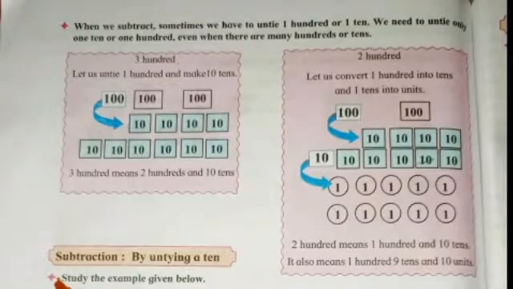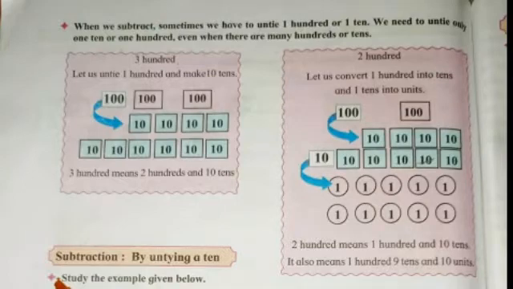Now next page, page number 56. Now see children, when we subtract, sometimes we have to untie 100 or 10. We need to untie only 10 or 100, even when there are many hundreds or tens. Now see children, there are two pictures they have given and they have shown us how we are going to untie.